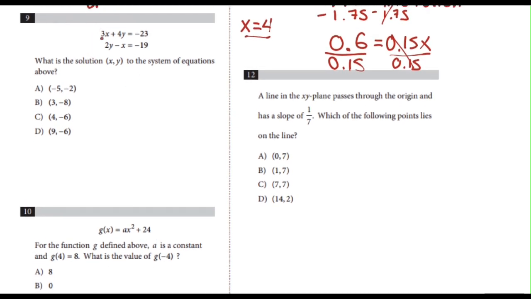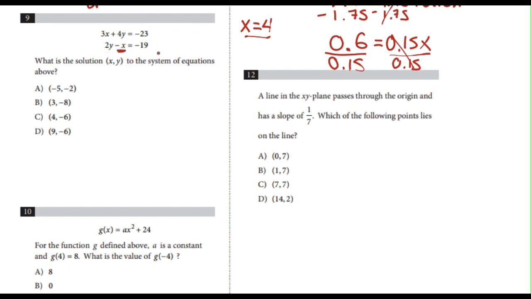For number 9, we have a system of equations. 3x plus 4y equals negative 23. And 2y minus x equals negative 19. Our objective here first is to get one of the variables by itself. And I usually like to get the variable isolated that does not have a coefficient, which is here negative x.